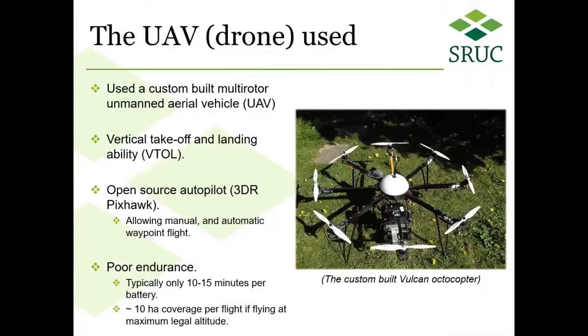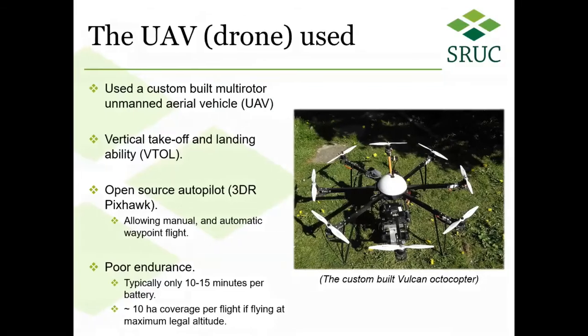The drone I used was too large. This happened to be the development aircraft that I had for a lot of different reasons, so it got used for this, but it's quite a big beast. An octocopter, so vertical takeoff and landing. Flight time, not that great, 10 to 15 minutes with the setup that I had. But flying at the highest altitude that was legal, I could get approximately 10 hectares per flight. So you just swap batteries if you're going over a bigger area.